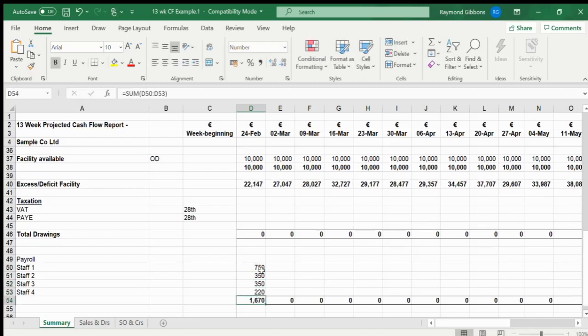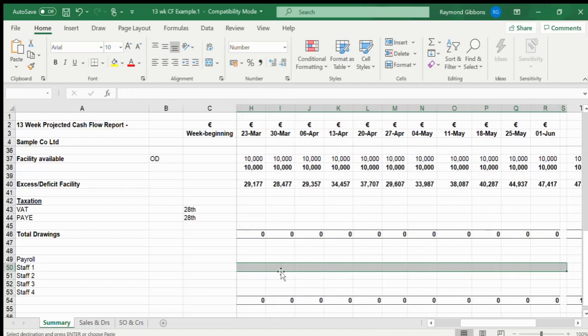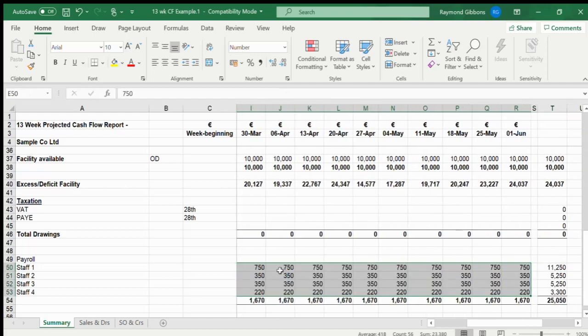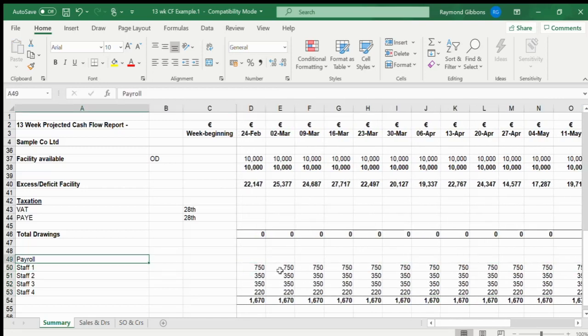Now these are fixed amounts. So we can copy these across for the next 12 weeks. And we've updated the cash flow with our 13 weeks wages. These amounts will now be in the main body of the cash flow, which we'll see in a moment. Sample Company pay to the Revenue Commissioners in Ireland fixed amounts on the 28th of every month for VAT and PAYE.